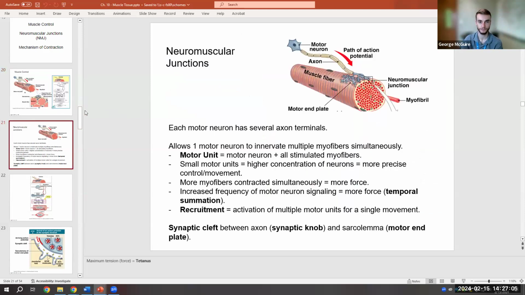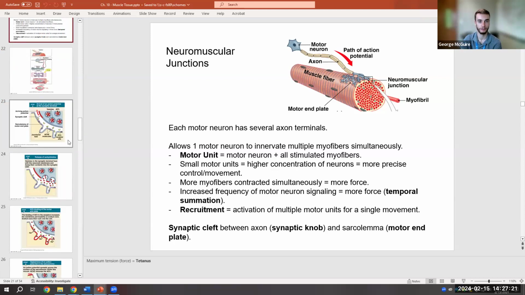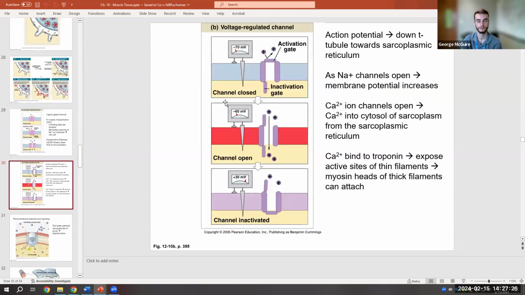So, sorry, trying to think of where to start. So we talked about action potentials, right? So the movement of ions into or out of the cell is going to change the overall charge on the membrane of that cell, which is going to open voltage-gated channels like this one.